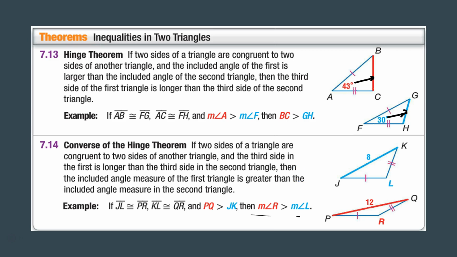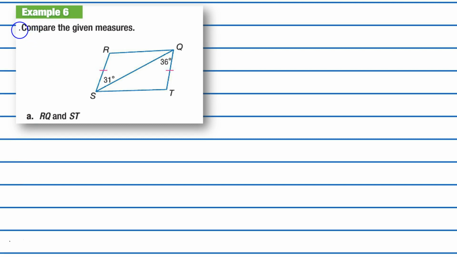So for example, if JL is congruent to PR, which is right here, and we also know that KL and QR are congruent as well, and PQ, which is this segment, is greater than this segment here, which is JK, then we can say that angle R must be greater than angle L because 12 is bigger than 8. So let's go over example 6.